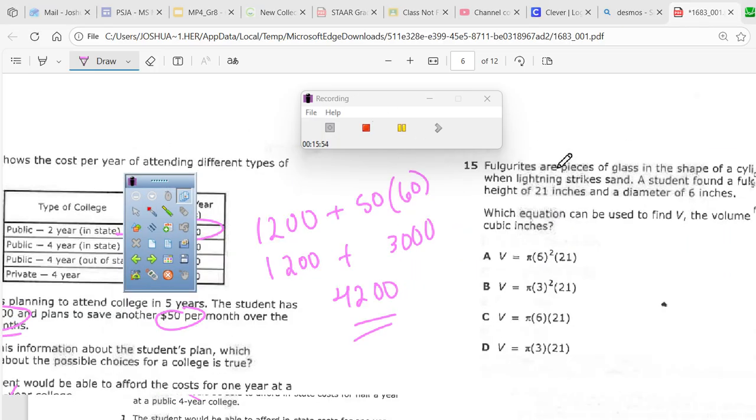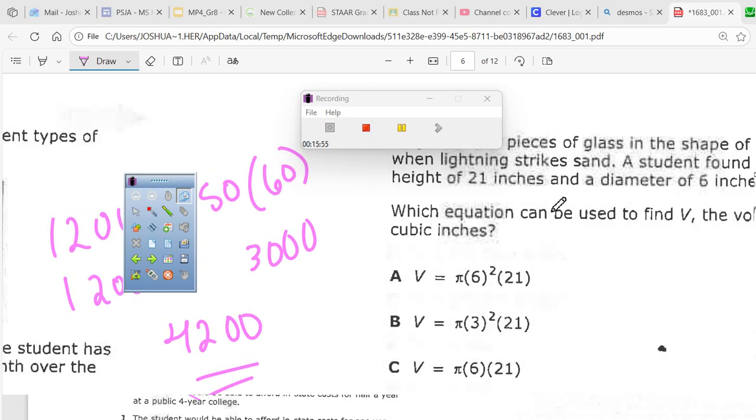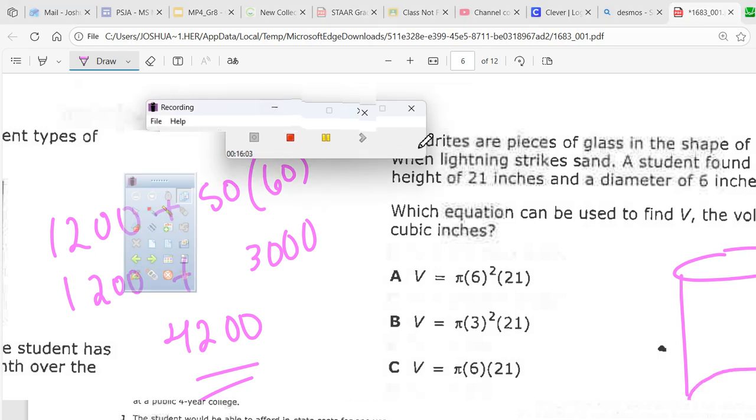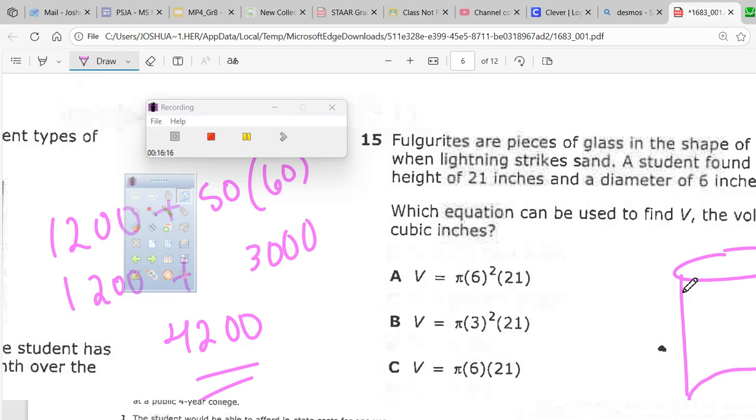Okay. Let's see what's going on right here. Cylinder. Okay, see a cylinder? So I'm going to draw a cylinder. Okay. Our pieces of glass in the shape of a cylinder produced when lightning strikes. Sand is defined as a figure fulgurite with a height of 21 inches, so 21 here, and diameter of 6. So diameter goes all the way through across at 6. Remember, we never, ever use a diameter. We're going to go out here and get that 6 divided by 2 and gives us 3, which is my radius. We always use the radius.